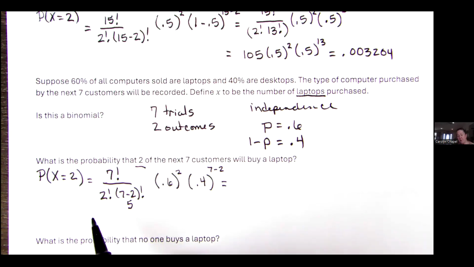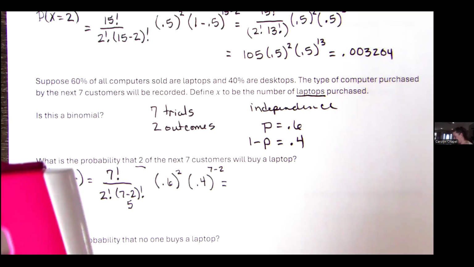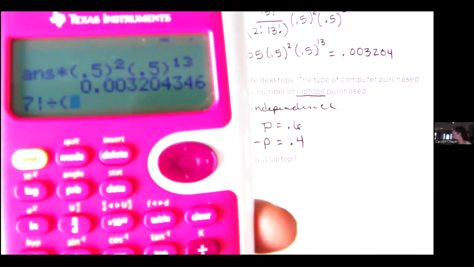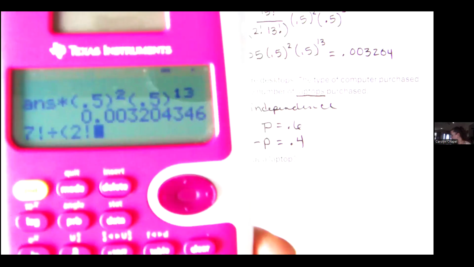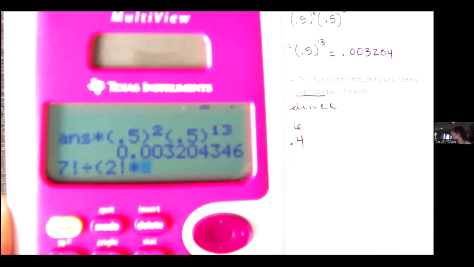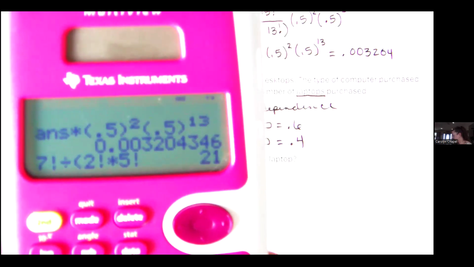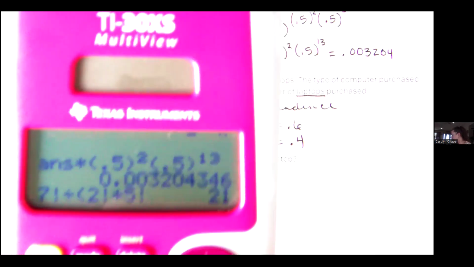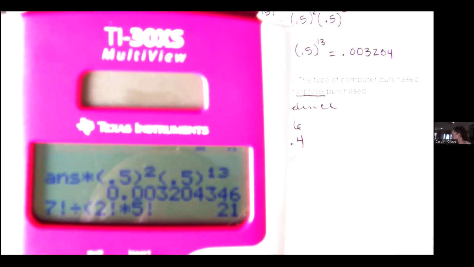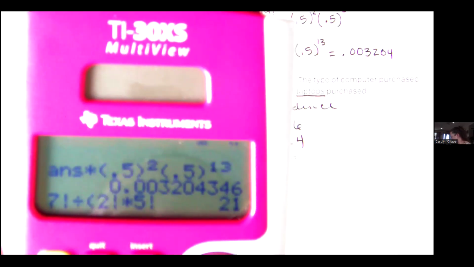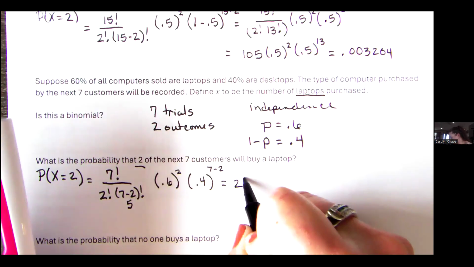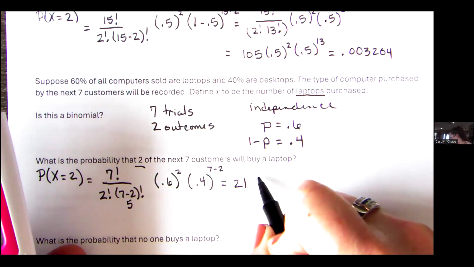So I'm going to do that first fraction piece. So 7 factorial. Okay, let's show you my calculator. Divided by, in parentheses, 2 factorial times my 5 factorial. Whoops. So I get 21. I forgot my parenthesis, but I did get the correct answer.